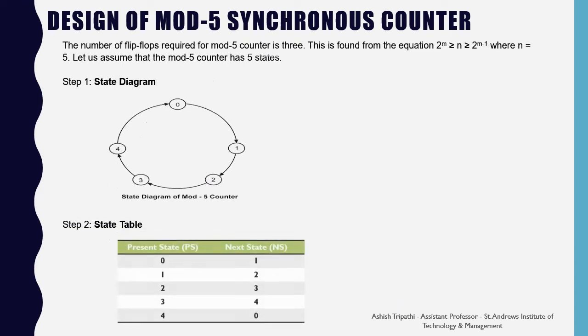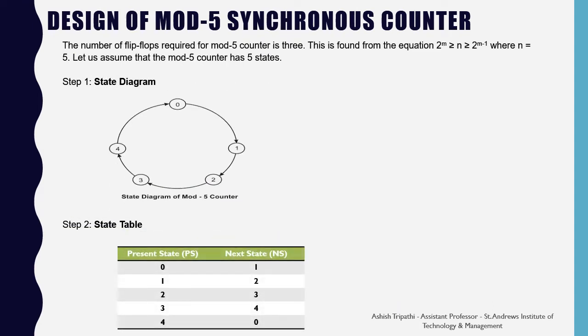Okay, after designing the mod 10 ripple counter, we should design a mod 5 synchronous counter. But designing a synchronous counter is not so easy. You have to go step by step. Here you have chosen mod 5 as the counter. So what should be the value of n? The value of n should be 5. Hence there are 5 states: 0, 1, 2, 3 and 4.